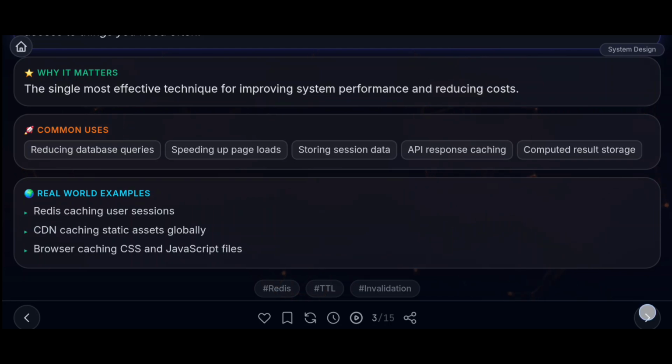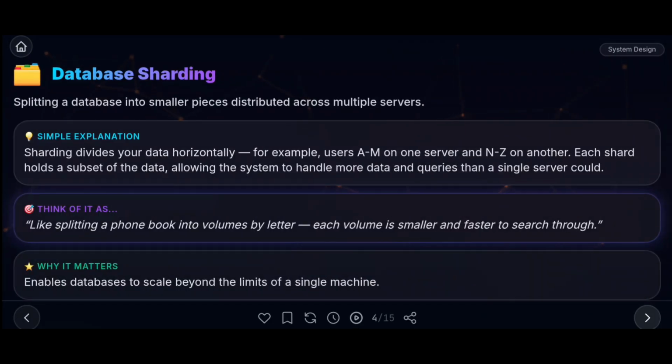Let's go to the next term, that is database sharding. What is database sharding? Splitting a database into smaller pieces distributed across multiple servers. Simple explanation: sharding divides your data horizontally. For example, users A to M on one server and N to Z on another server.